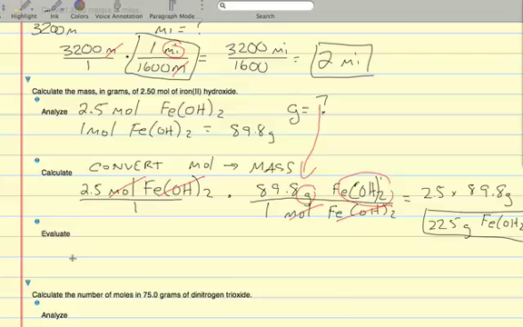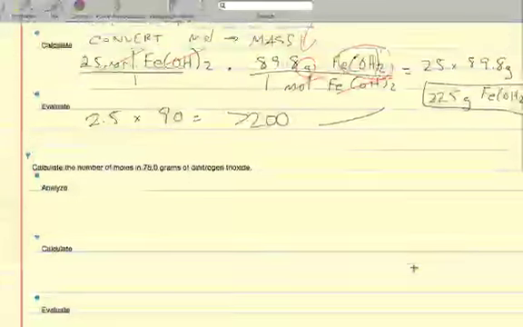Alright, evaluate. What we're trying to do is, does this make sense? I have about 2.5 moles, and 1 mole weighs about 89.8, let's say 90 grams. So 2.5 times 90, am I expecting a number greater than 200? Yes, that's about right. So, seems like I've got a pretty legitimate answer here. Let's move on down. Let's try another one.